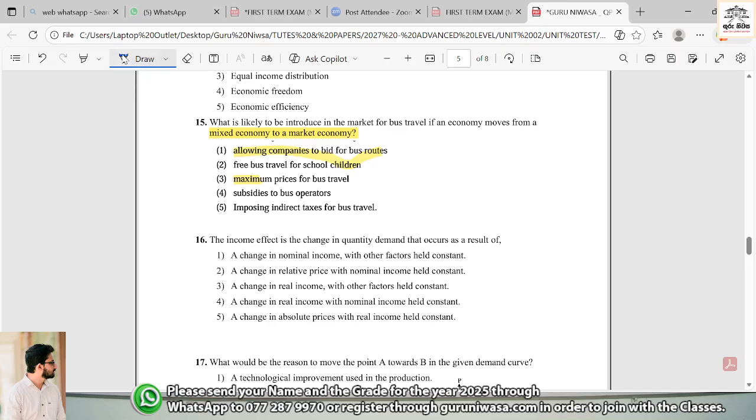The first answer shows competition. It means the government has left the economy and given opportunities to the private sector to compete. The government has promoted competition among private businesses. That is called bidding. Selling assets to the highest bid, what does it mean? Highest price.